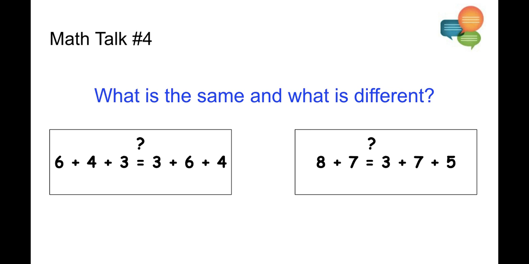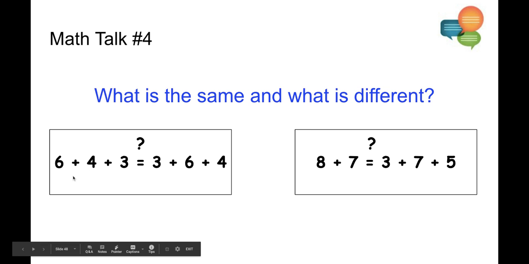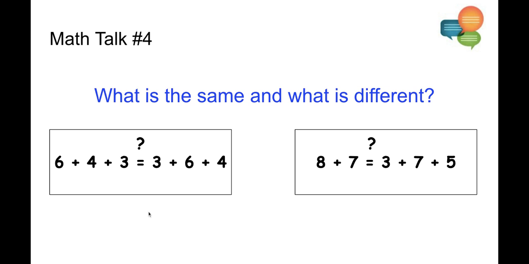Did you get to think about it? How about let's start with the one on the left. What do you notice is the same? Okay, yes. They both have three numbers, and they have the same numbers on each side of the equal sign. And they're both adding.